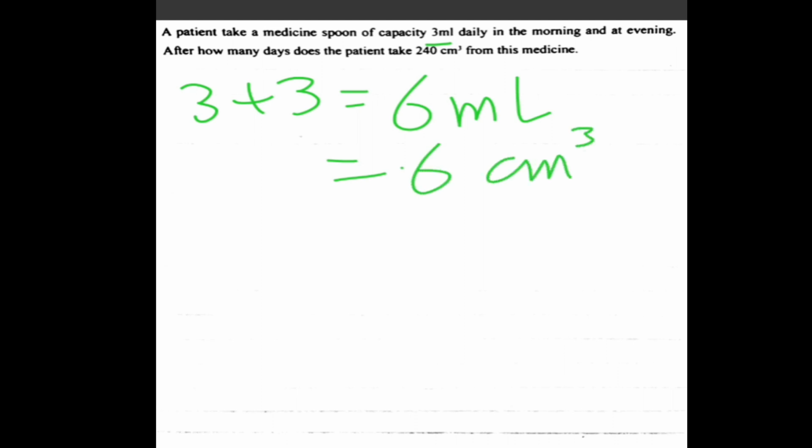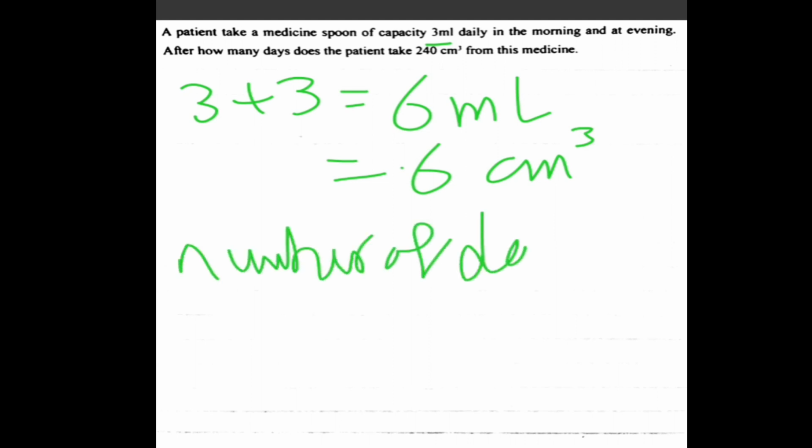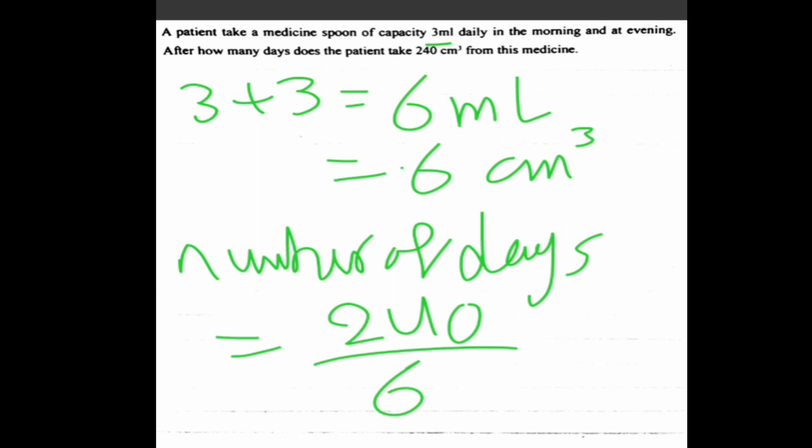Okay, so to get the number of days, it will be equal to 240 divided by 6, it is the same unit, centimeter cube. The answer will be 40 days. This example is very important.